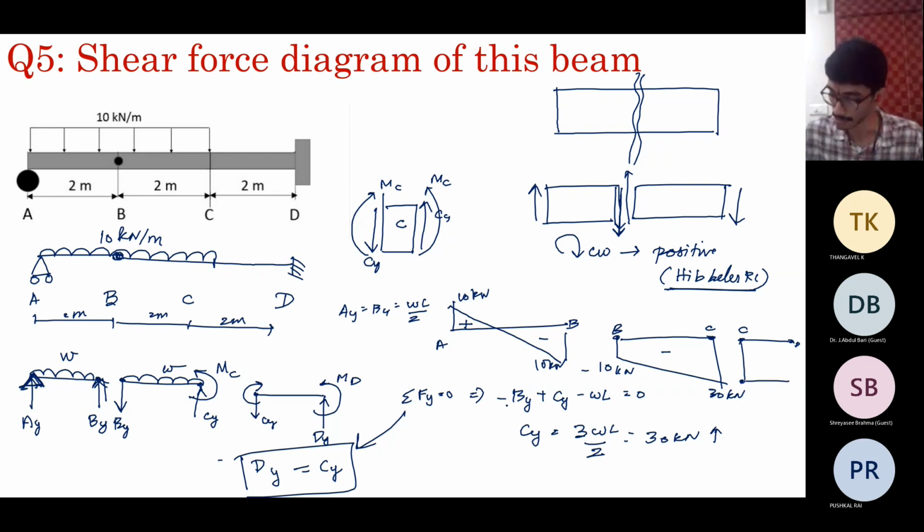This is a flat segment at minus 30 kilonewtons. So finally, our shear force diagram is something like this. This is how it looks. This is the point A, this is the point B, this is the point C, this is the point D. So this is 10 kilonewtons, minus 10 kilonewtons, minus 30 kilonewtons, and it goes. So this is the answer.